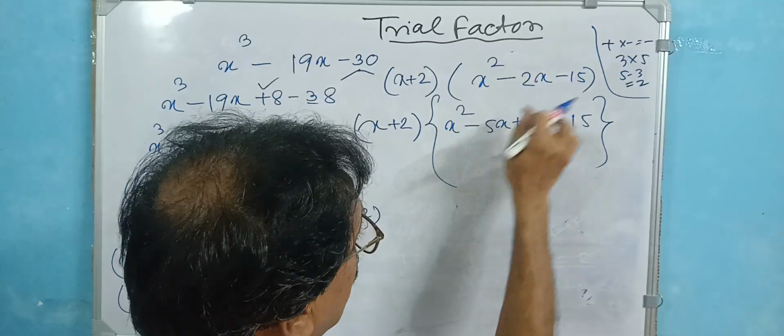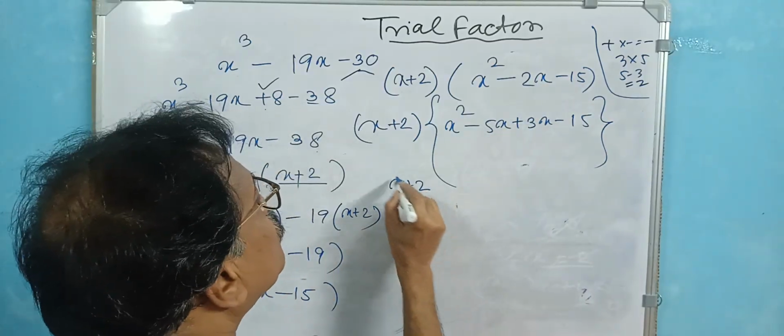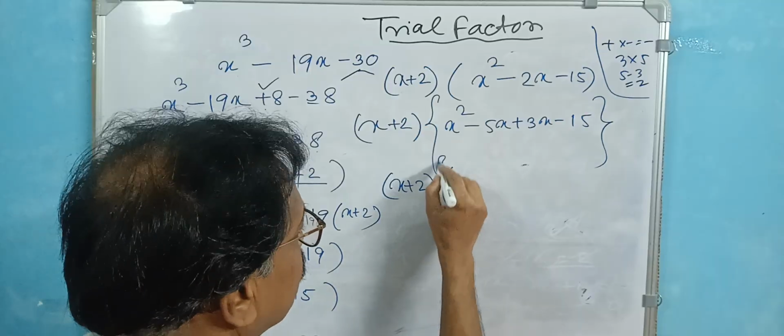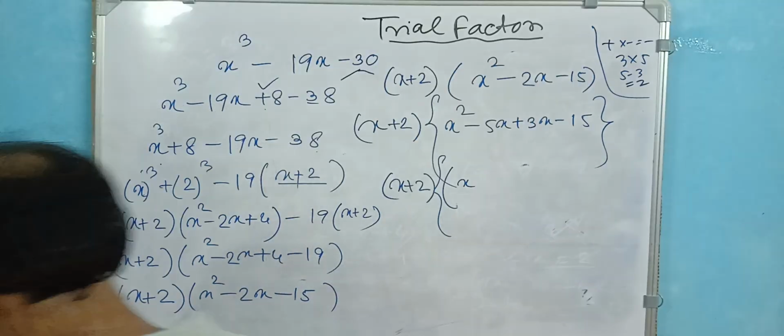And plus minus minus 15, x square. Just continue x plus 2 and here x is common.